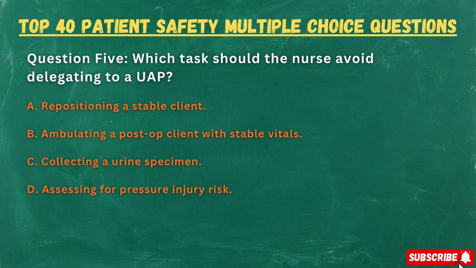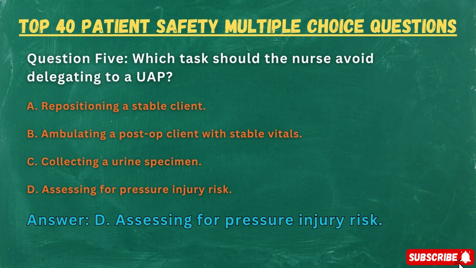Question 5. Which task should the nurse avoid delegating to a UAP? A. Repositioning a stable client. B. Ambulating a post-op client with stable vitals. C. Collecting a urine specimen. D. Assessing for pressure injury risk. Answer. D. Assessing for pressure injury risk.